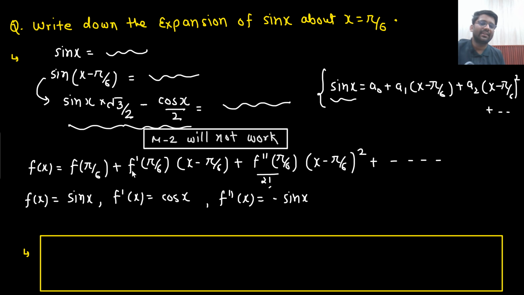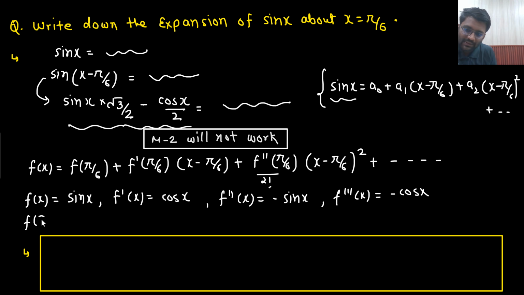Now you will check the options: if I find only 3 terms, is my option matching or not? Basically, you will check the options and see how many terms of the expansion you need to find out, till power 1, till power 2, or till power 3. If you can get one option correct till power 3, then you find only till power 3. Otherwise you can find till power 4 or whatever you want. So let's find till power 3. What will be f triple dash x? That will be minus cos x. Do this differentiation in a good manner: sin gives cos, cos gives minus sin, minus sin gives minus cos.